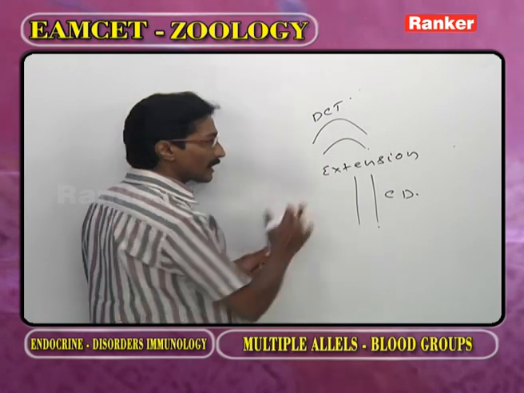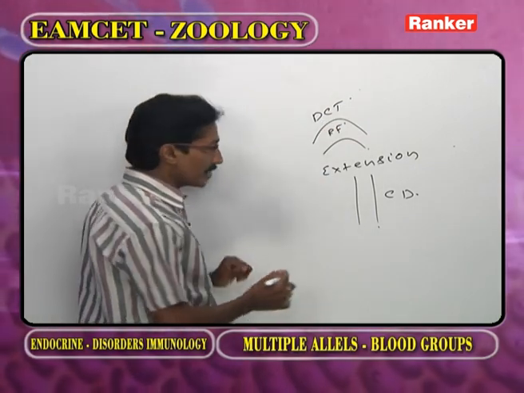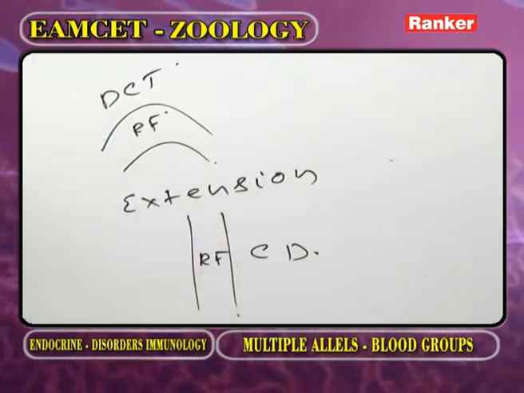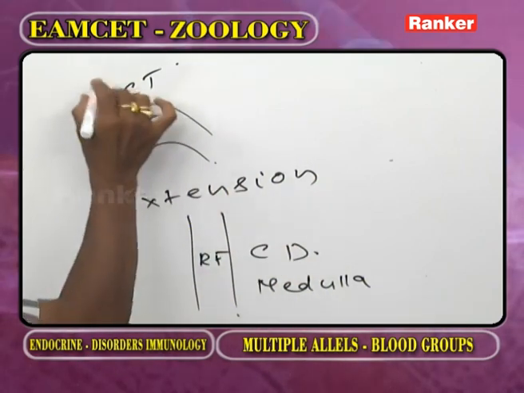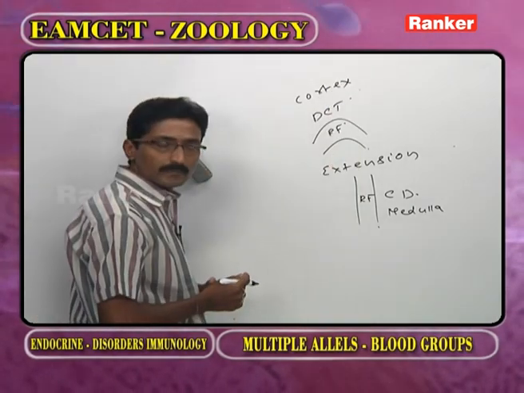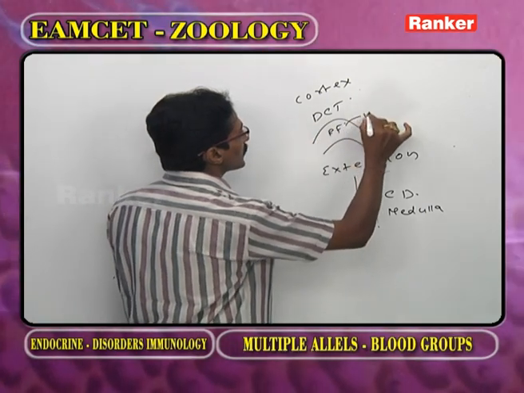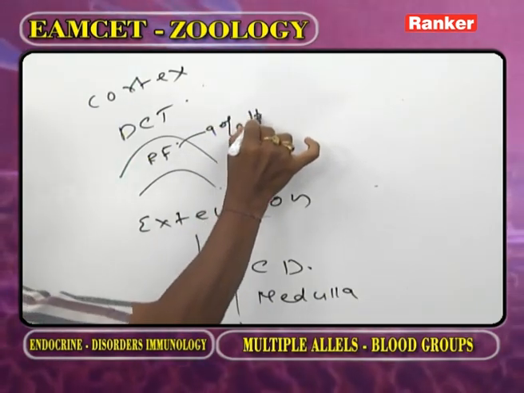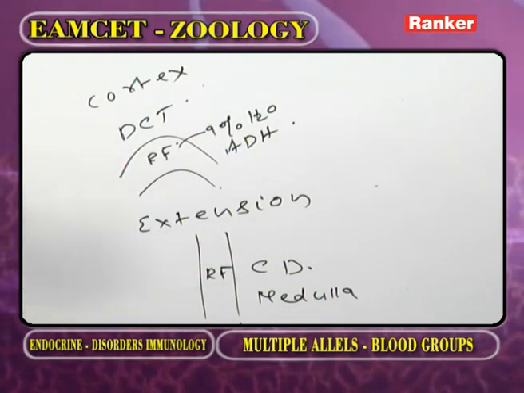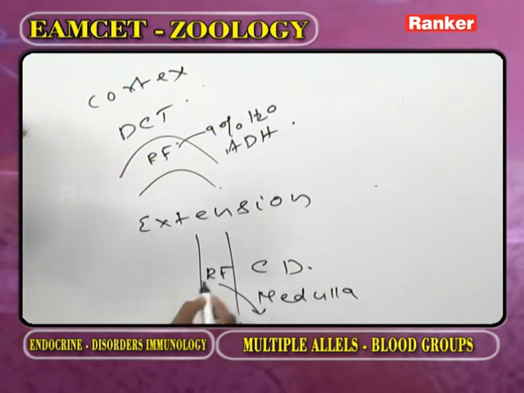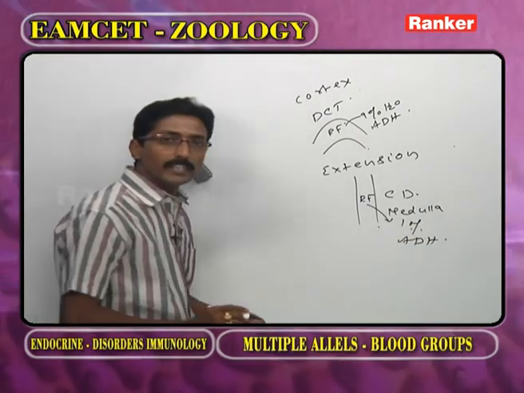The collecting duct is not a part of the nephron. In the distal convoluted tubule, what is present? The renal fluid. In the collecting duct also, the renal fluid is present. The collecting duct is present in the medulla and the DCT is present in the cortex. In the distal convoluted tubule, 9% of water from the renal fluid is reabsorbed with the help of antidiuretic hormone. Again, in the collecting duct, 10% of water from the renal fluid is reabsorbed with the help of antidiuretic hormone.